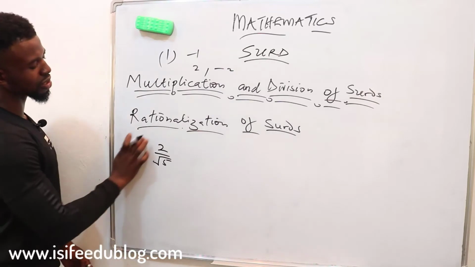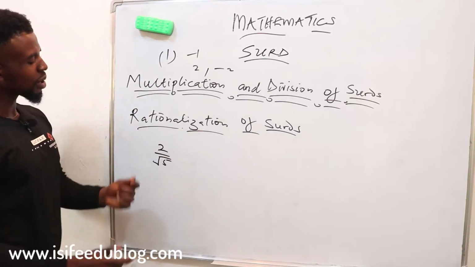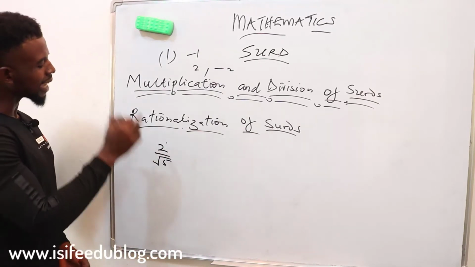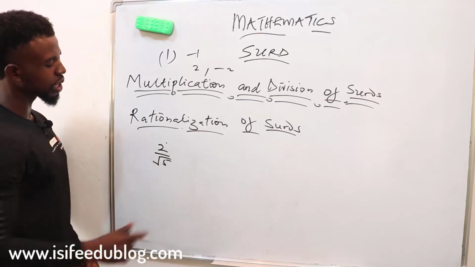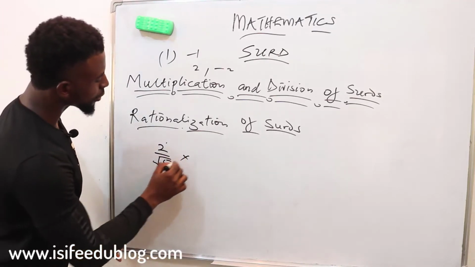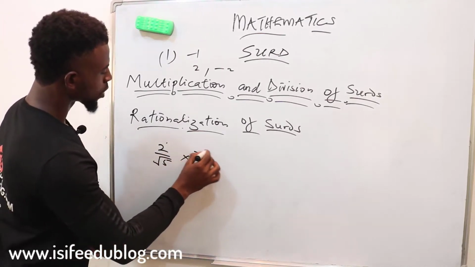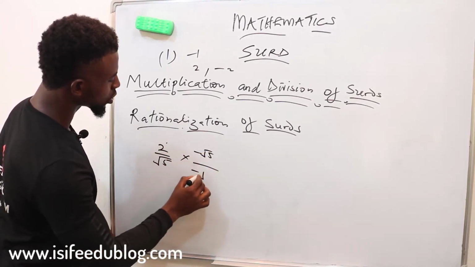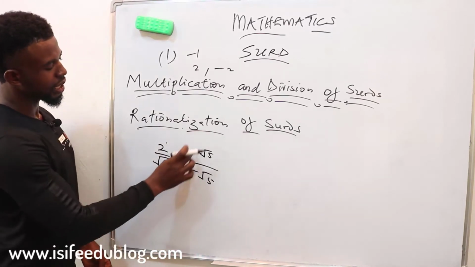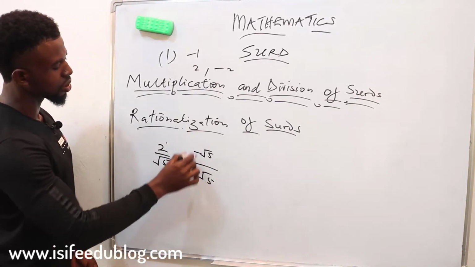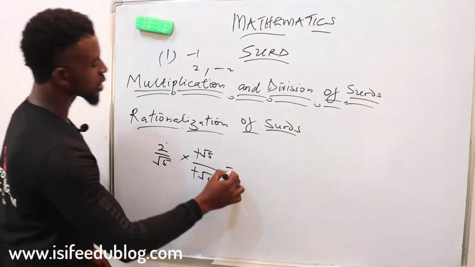So if we want to rationalize this, we'll have to multiply our numerator and our denominator by the conjugate of our denominator. So I have times... Now the conjugate of root 5 is minus root 5. So I have minus root 5 all over minus root 5. Now, minus divide minus will give me plus. So we'll multiply out straight.